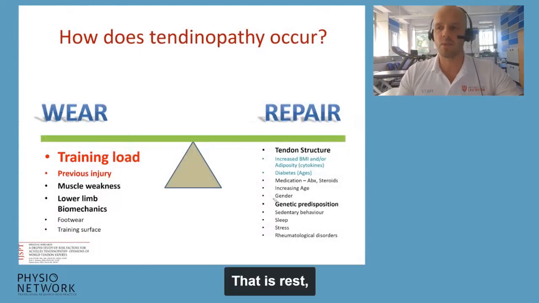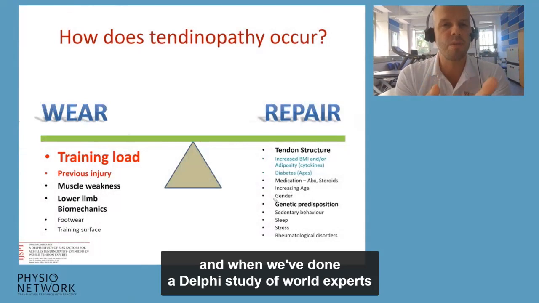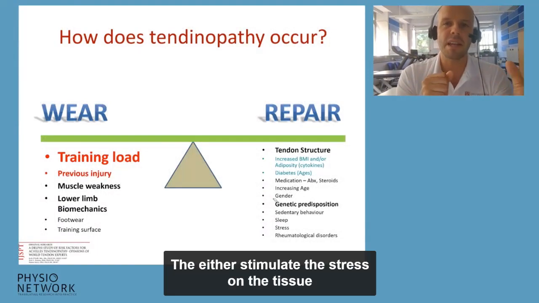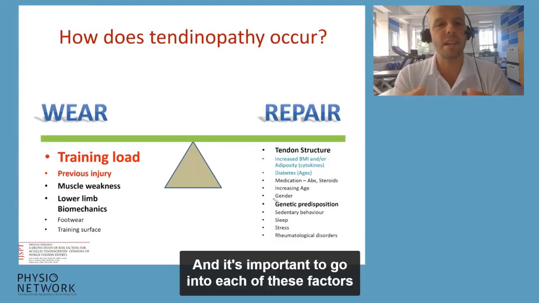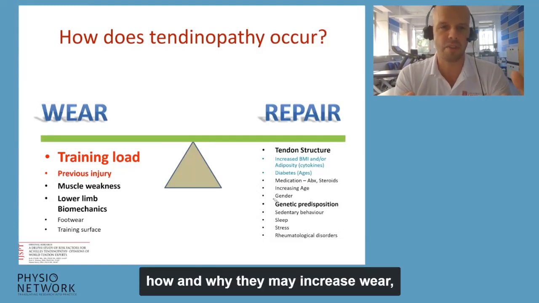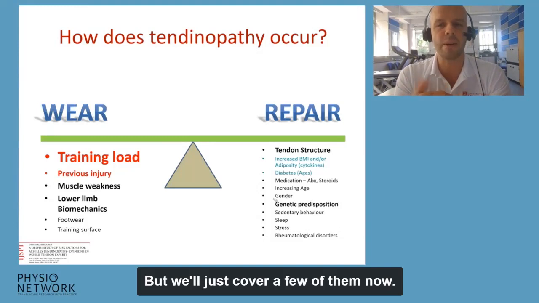That is rest, or the stress on the tissue, triggers an adaptation. And when we've done a Delphi study of world experts and looked at risk factors, they seem to fall into these two camps. They either stimulate the stress on the tissue or the repair rate of the tissue. And it's important to go into each of these factors in greater detail at some stage to comprehend how and why they may increase wear and how and why they may influence the body's repairability. But we'll just cover a few of them now.